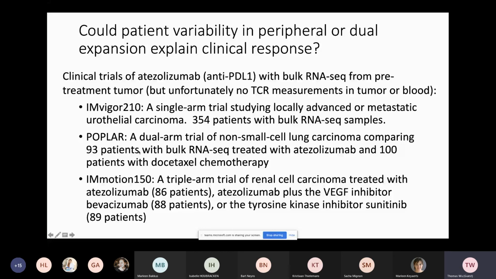We looked at three studies, one for bladder carcinoma, one for non-small cell lung carcinoma, and one for renal cell carcinoma, and they differed. This was only a single arm. This was a dual arm of atezolizumab versus chemotherapy, and this one was a trial of atezolizumab versus a VEGF inhibitor, and then also a tyrosine kinase inhibitor. But again, we're interested in the atezolizumab arms as a checkpoint inhibition therapy.